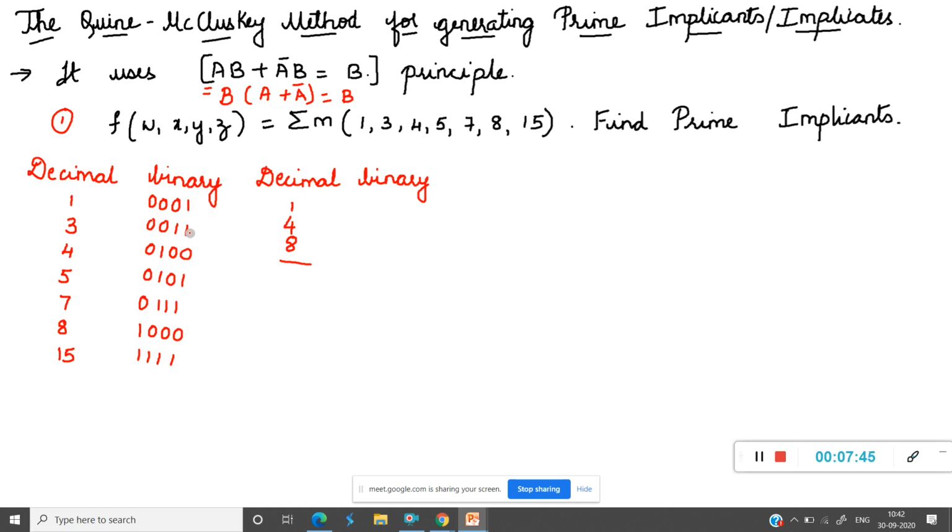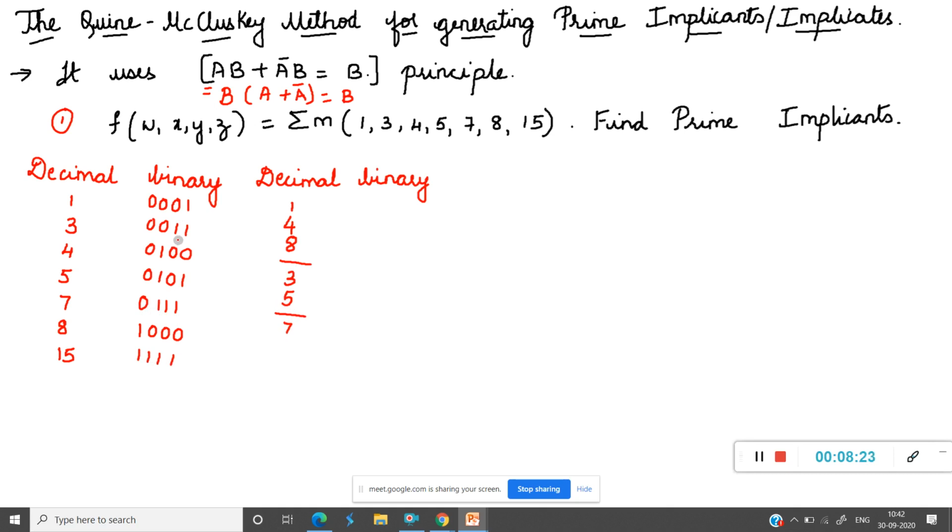Next students, see 3 is having number of ones is 2. So this is the next category, 3. Next 5 is also having number of ones 2. So this belongs to the next category. 7 is having 3 ones. Okay, 7 is having 3 ones. So 8 is having 1. So it's already written here 8. Next 15. So 15 is having 4 ones. So 3, 5 belong to one group because the number of logic ones inside this is 2. Next category 7. 7 is having 3 ones. So it is 7 written here.